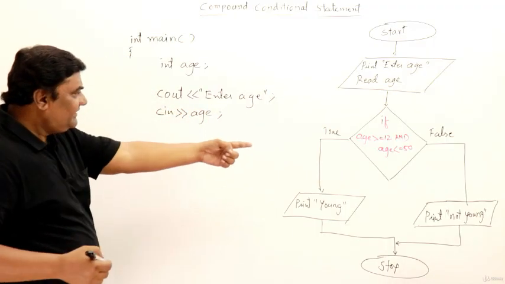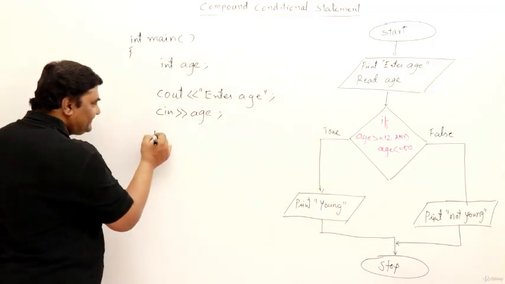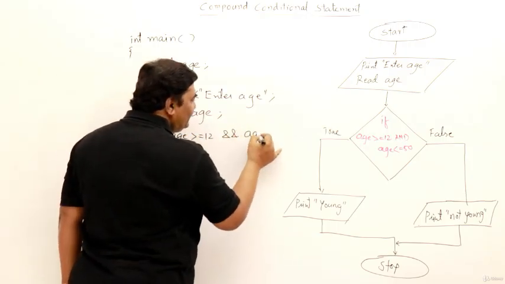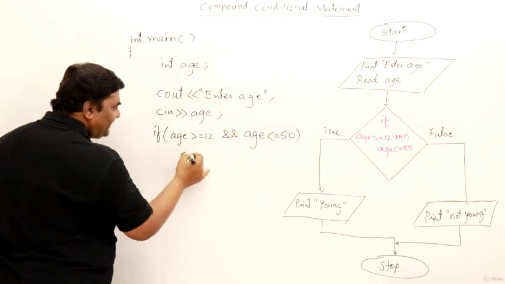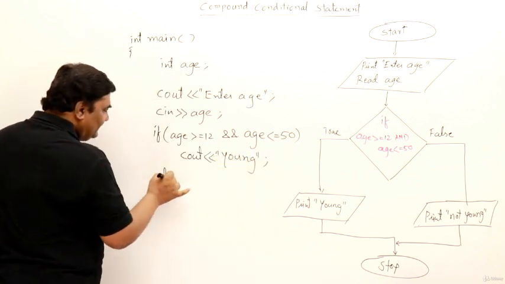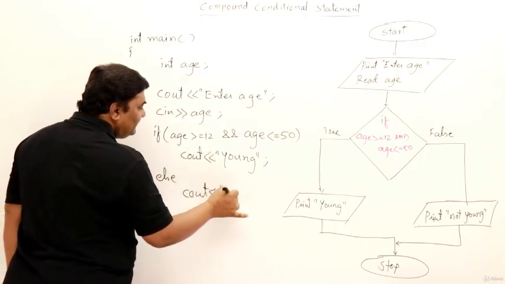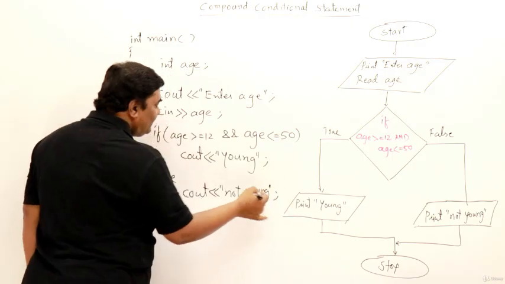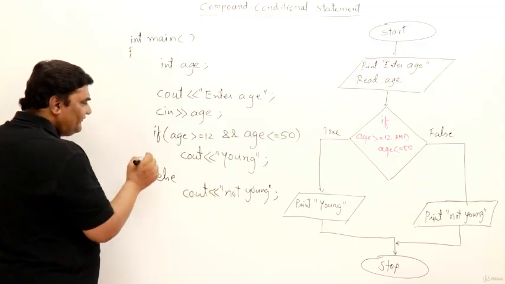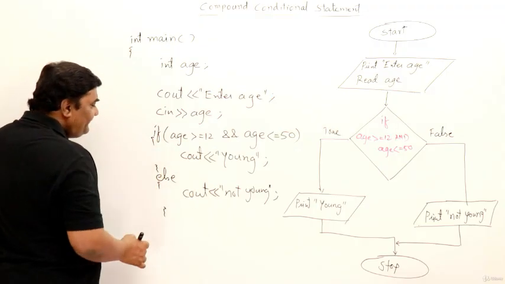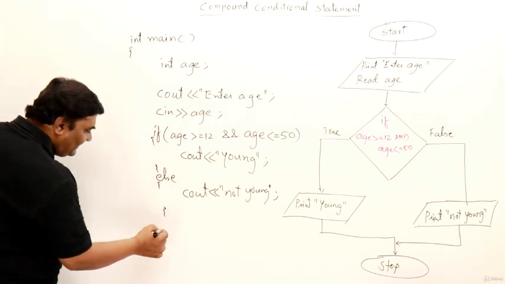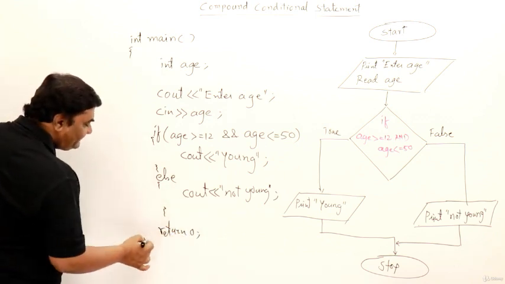Okay. Now the condition part: how to write the same condition in C++. If age is greater than or equal to 12 and, which means we have this symbol, then age is less than or equal to 50, then here I should print a message, cout young. Then else, cout not young. See, here I have not used flower brackets. If you have a single line inside if and a single line inside else, there is no need for flower brackets. Otherwise, writing flower brackets is good practice. If you don't have more than one statement, just one statement, you can skip it. So you can write without flower brackets also. And at the end, I should write return 0. This is a common practice in the main function.